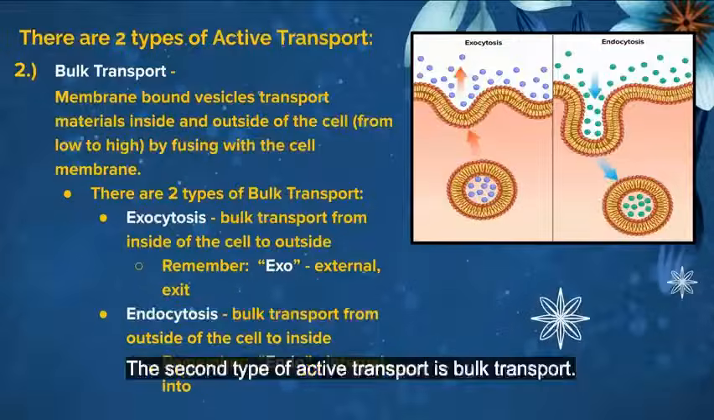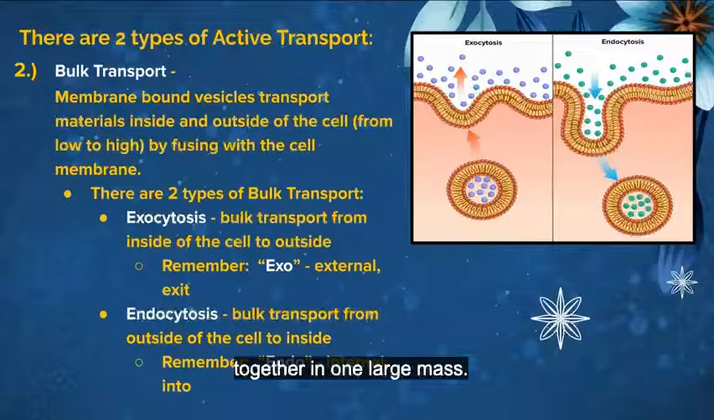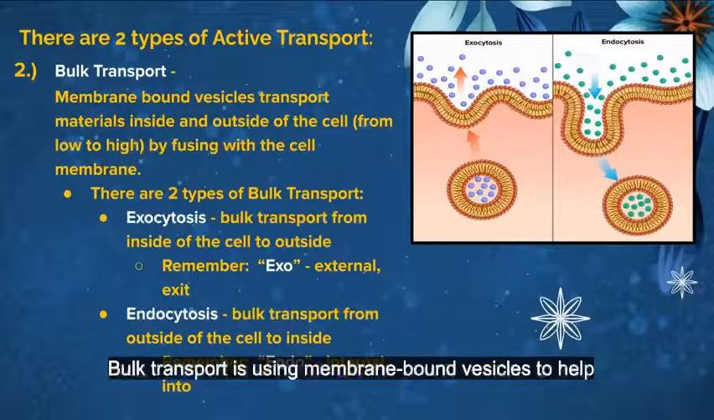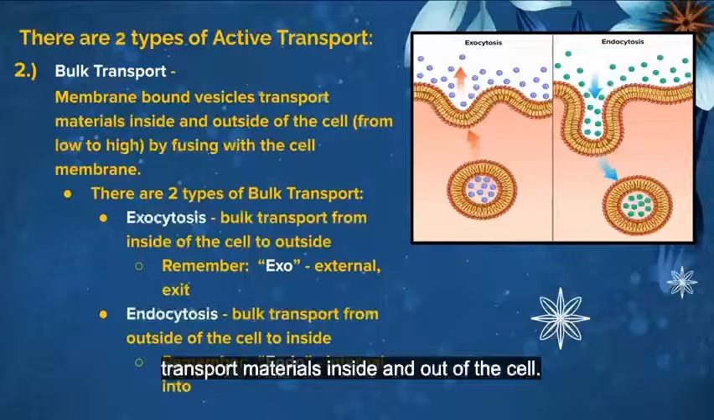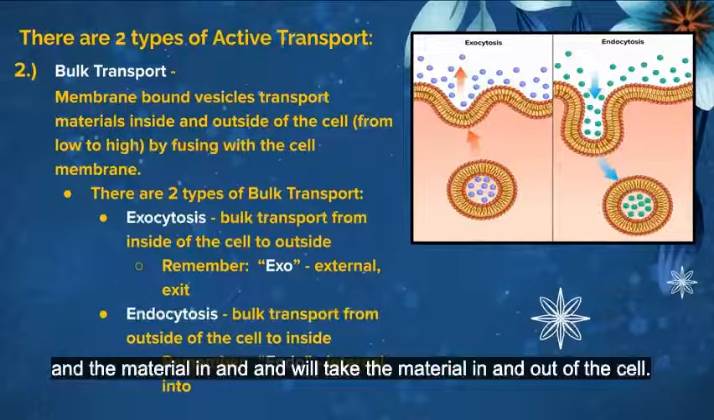The second type of active transport is bulk transport. Think about a bunch of material being brought in and out together in one large mass. Bulk transport is using membrane-bound vesicles to help transport materials inside and out of the cell. The vesicle will fuse with the cell membrane and will take the material in and out of the cell.